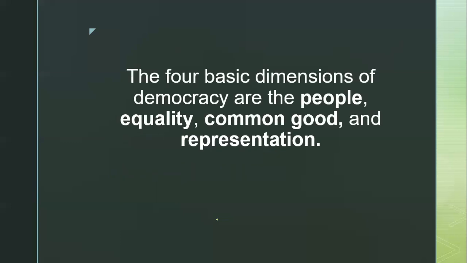So the four basic dimensions of democracy, guys, are the people. So without it, we cannot say that that country is really exercising democracy. So the four dimensions are the people, equality, common good, and representation. So sa rin mga people, ma'am.